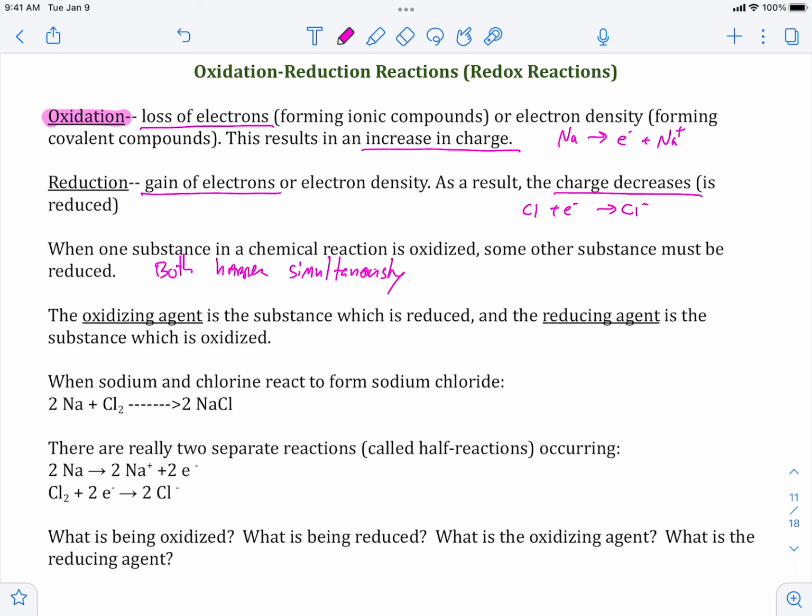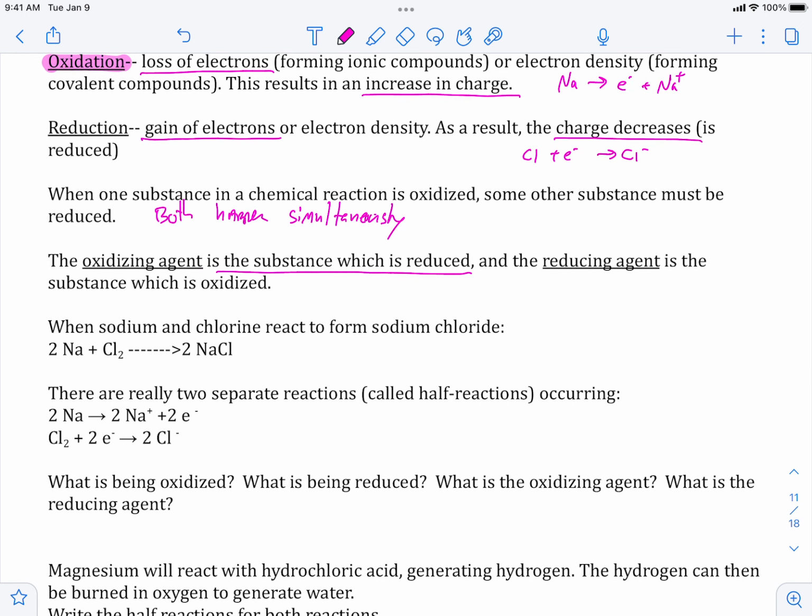So, the oxidizing agent is the substance which was reduced. Or in other words, the oxidizing agent caused something else to be oxidized. The reducing agent is the substance which was oxidized. I know this is kind of confusing, but this makes more sense when you look at it in terms of reactions. So let's look at this first example here.